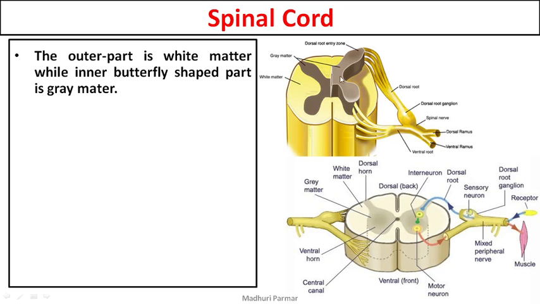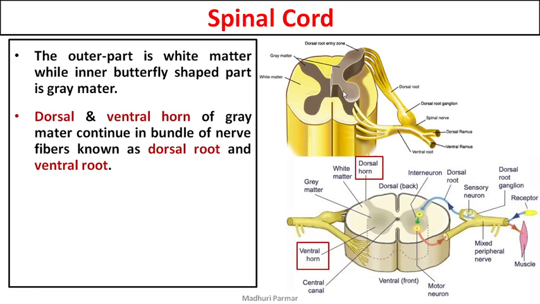One thing I forgot to mention in the last class is your medulla oblongata and pons. These are the two organs of your brain which also have this sort of arrangement. Their outermost part is also white and inner part is gray, just like your spinal cord. So those are the only two parts of your brain which show this sort of structure. Fine. Now let us see a little bit more in detail.